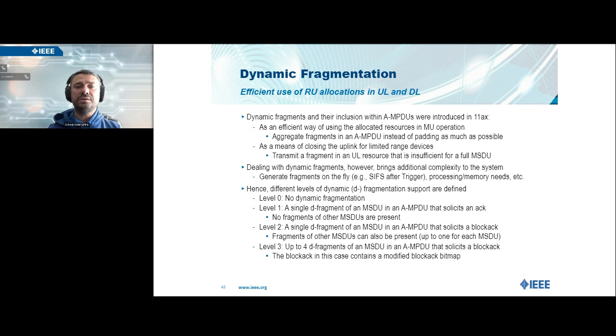And then level 2, which is essentially a single dynamic fragment of an MSDU in an AMPDU that solicits a block ACK. So you can have fragments of other MSDUs in that AMPDU as well, so you can pack as many as you want. And then we have another level, which allows up to 4 dynamic fragments of an MSDU in an AMPDU that solicits a block ACK. The difference between level 2 and level 3 is that once you allow multiple fragments of the same MSDU in the same AMPDU, you need to modify the block ACK bitmap to represent those received statuses.